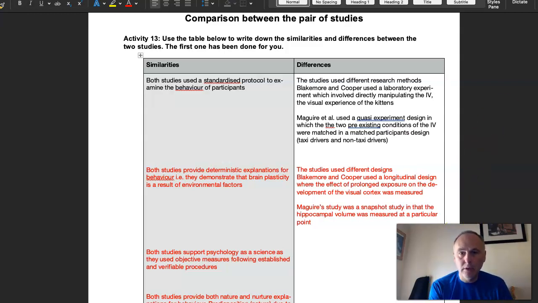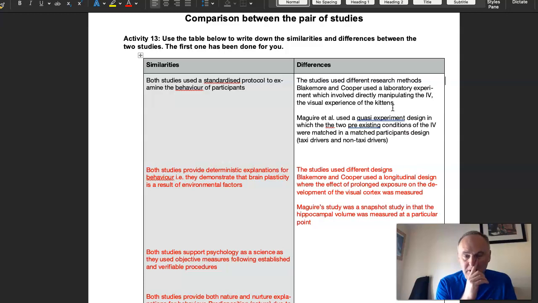This time we're going to be looking at the second lot of biological studies, which are Blakemore and Cooper and Maguire et al. Okay, so just as you've seen before, you will see where I've got some black writing up here and I've got some red writing. The black stuff has been done for you already. This should be in your booklets.